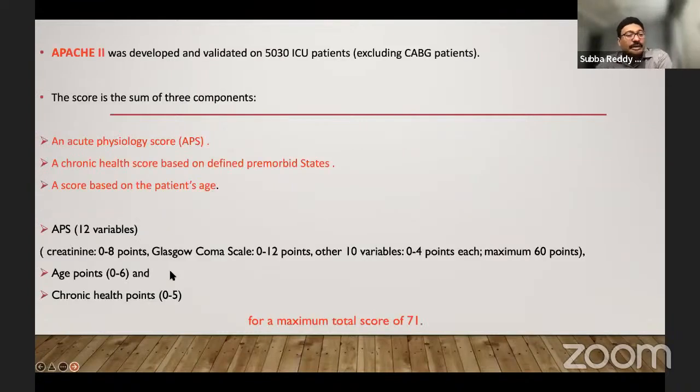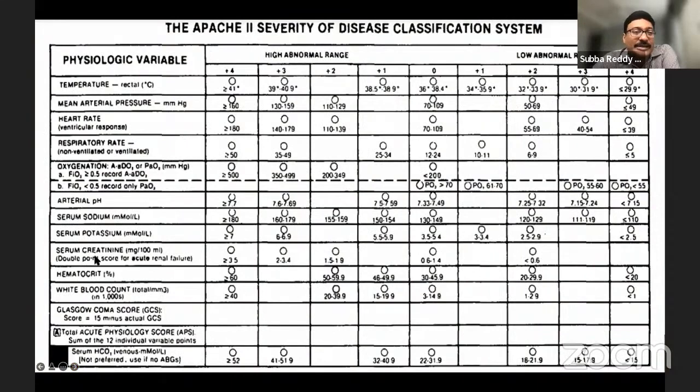In Apache 2, there are only 12 variables. For age they have given up to 6 points, and for chronic health, 5 points. So they have given points to age and chronic health, and a score based on the patient's age. So this is the Apache 2 classification.